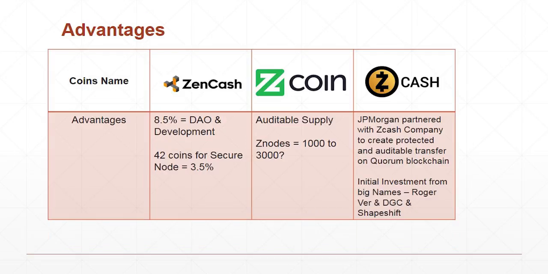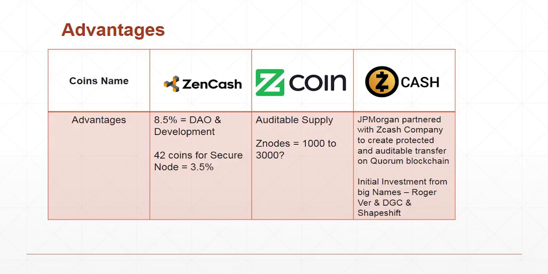What are the advantages of each coin? For ZenCash, 8.5% goes to the DAO and to development, which is a very successful budgeting system, which we've seen with Dash. And you only need 42 coins for a secure node, which is a huge difference compared to Dash, which requires 1,000 coins, and also to Stratus, which requires I think 100,000 coins, which is very ridiculous. So anybody can essentially run a secure node and get free coins generated with ZenCash.